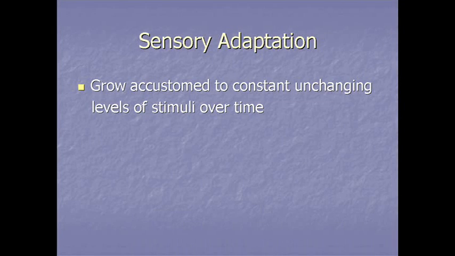Sensory adaptation occurs when sensory receptors grow accustomed to constant, unchanging levels of stimuli over time. It allows us to shift our attention to what is most important at any key moment.